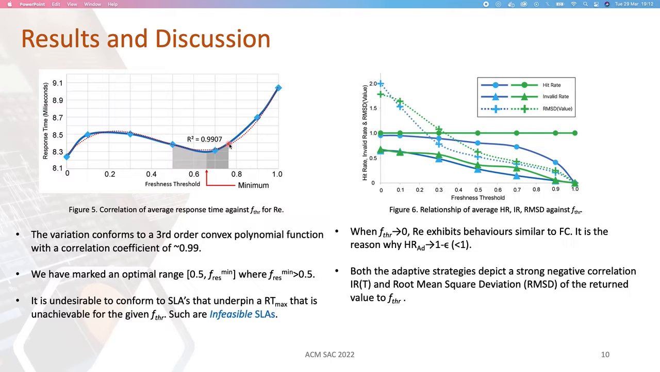In the next figure, we show the variation of hit rate and the validity of responded context, measured using the root mean square deviation of value and invalid rate. Quality of context gradually increases with the freshness threshold, but the hit rate decreases for the reactive strategy. So these two combined prove our second hypothesis that we stated before.